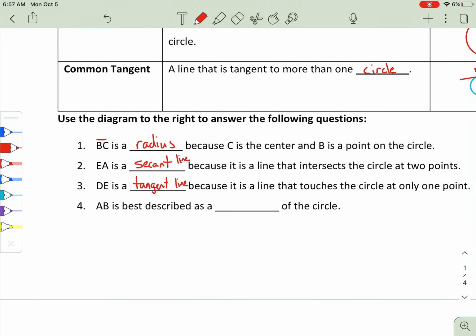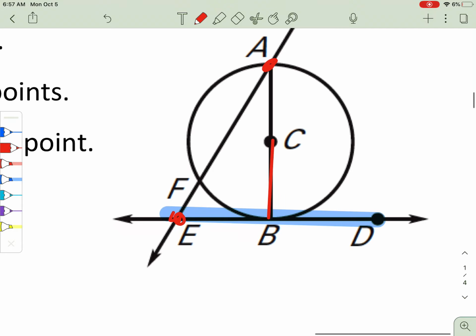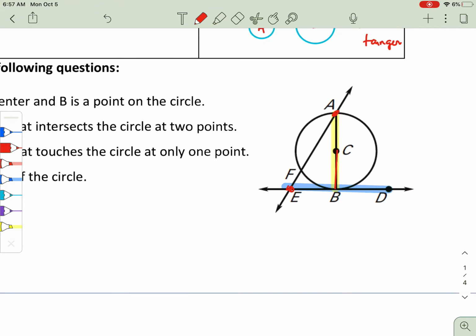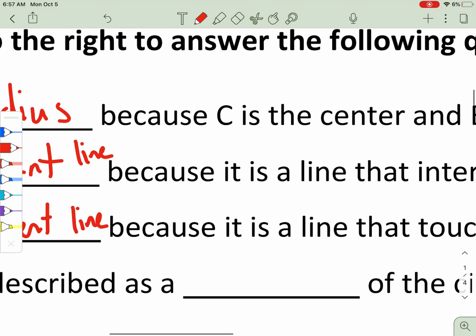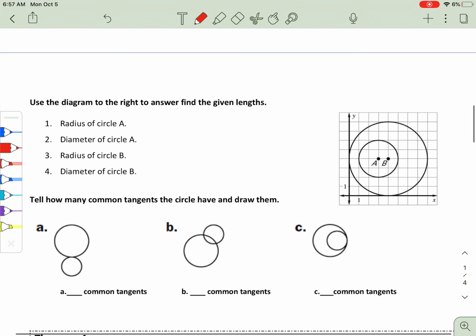Okay, AB is best described as a blank of the circle. So AB goes all the way across. You could label it as a chord, but in this case, we're going to say it's a diameter because it does run the length of it. All right, so use the diagram to the right to find the given length.